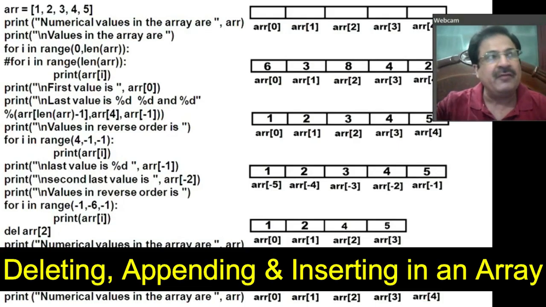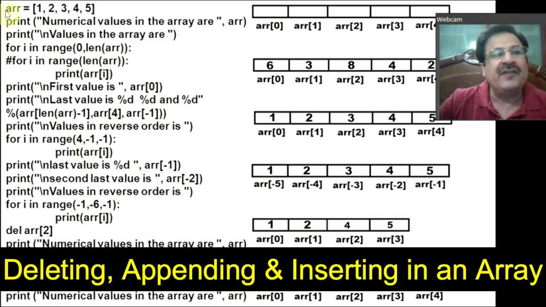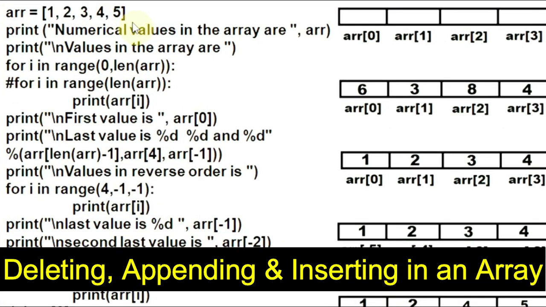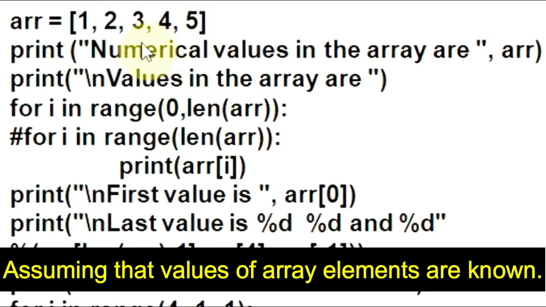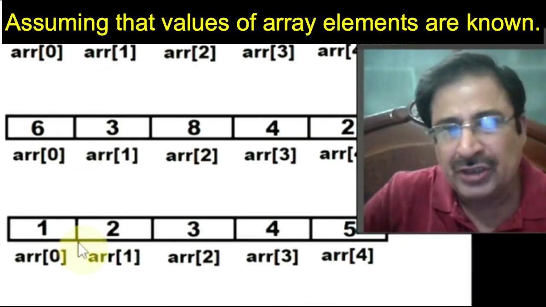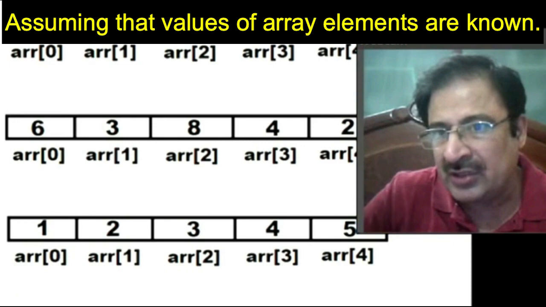Here in this program we will assume that the values of the array are already given to us. So this is a way to define and initialize an array. There is an array and I am assuming that it has 5 elements. These are the values of the array, and obviously this 1 will be assigned to array 0 index location, this 2 will be assigned to array 1 index location, and so on.